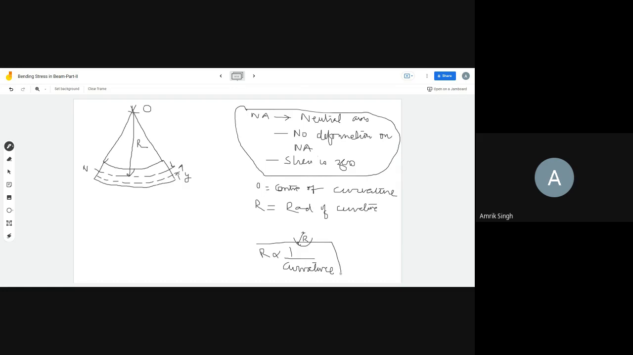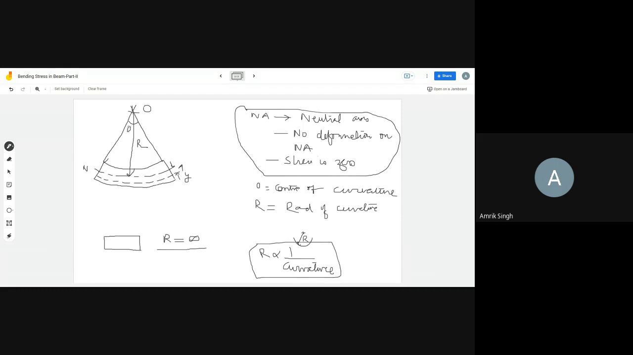So for a straight beam, a beam like this, what will be the radius of curvature? R is infinity, because if you draw the tangent here and tangent here, they will not meet. So R will be infinity. So when R is infinity, that means it is very large. So curvature is zero. That means no bending. Did you understand? Okay. Now this angle is theta.